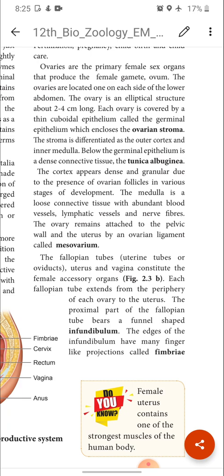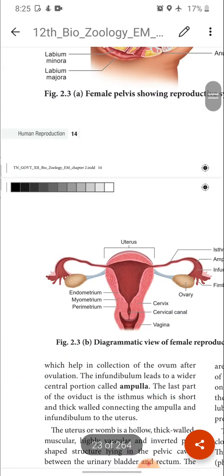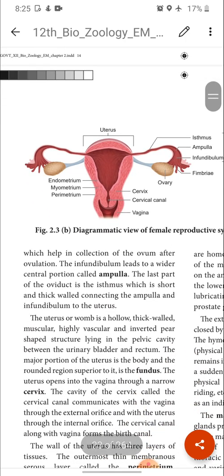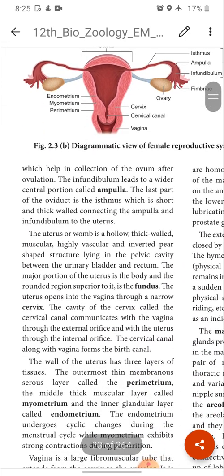So the proximal part of the oviduct has a funnel shaped structure. This funnel shaped structure is called infundibulum. The edges of the infundibulum have many finger like projections called fimbriae. Okay, children. What is the function of fimbriae? They help in the collection of the ovum after ovulation. Okay, children.